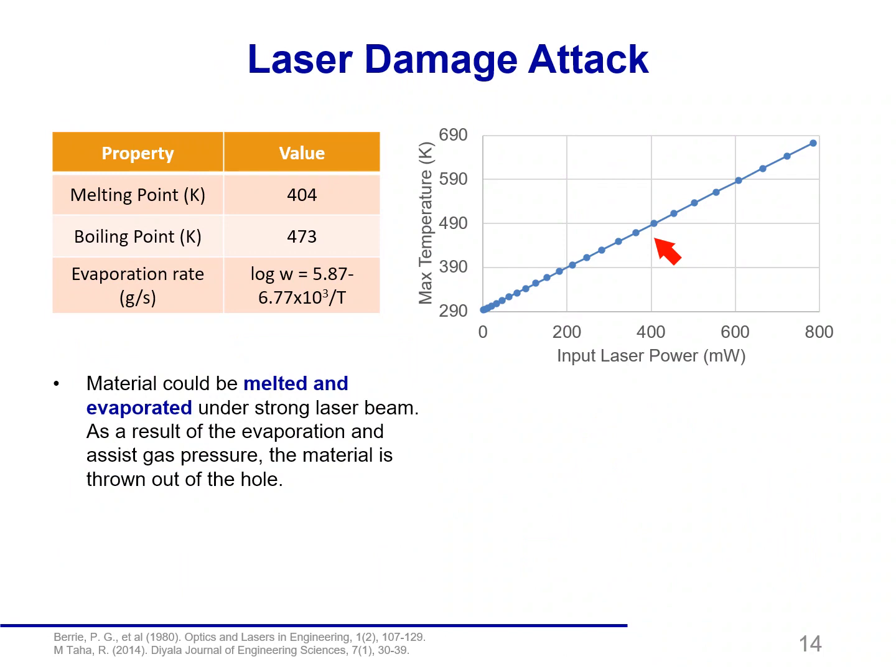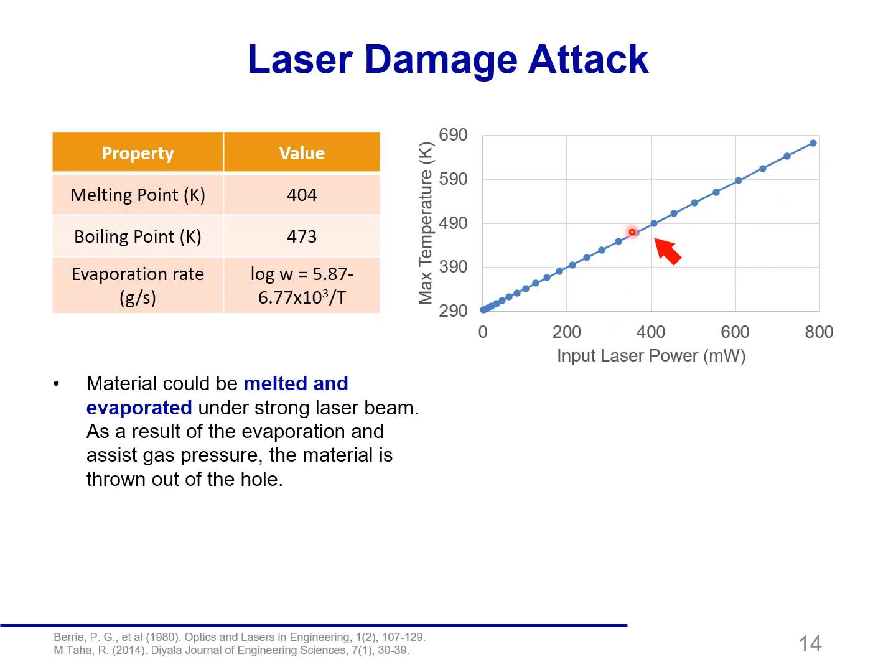Another attack we consider here is the laser damage attack. There has been a lot of research demonstrating that a strong laser could damage the protection components, including filters and attenuators. So here we also spend some time analyzing how the material responds to a strong light. As shown in this table, acrylic has a melting point of around 404 K and a boiling point of about 473 K. And based on the simulation here, we can see that the material will be melted and evaporate with about 400 milliwatts of input power.